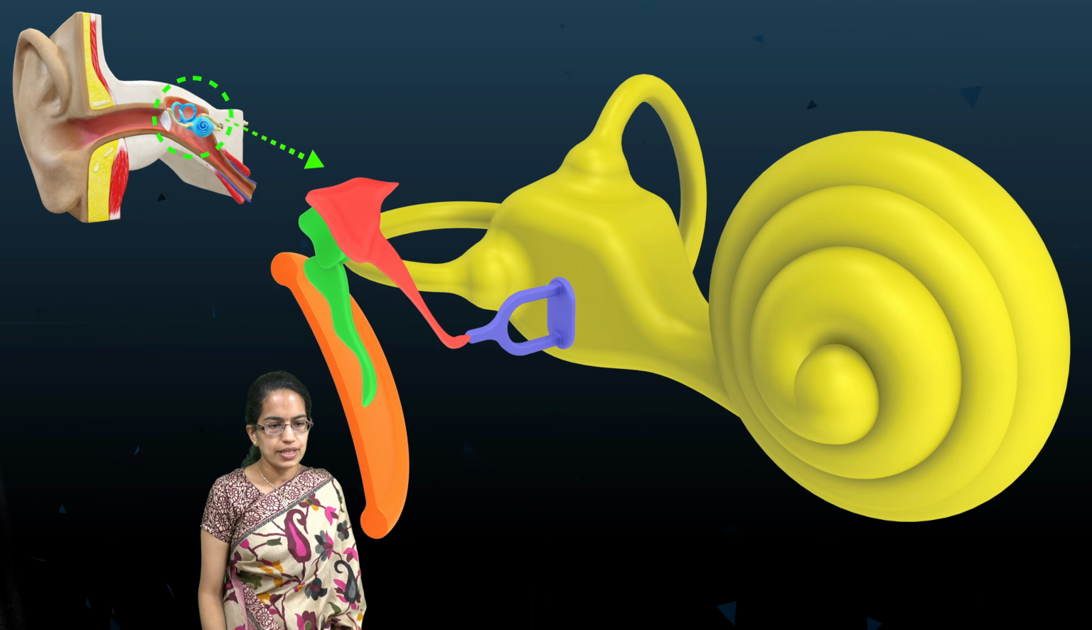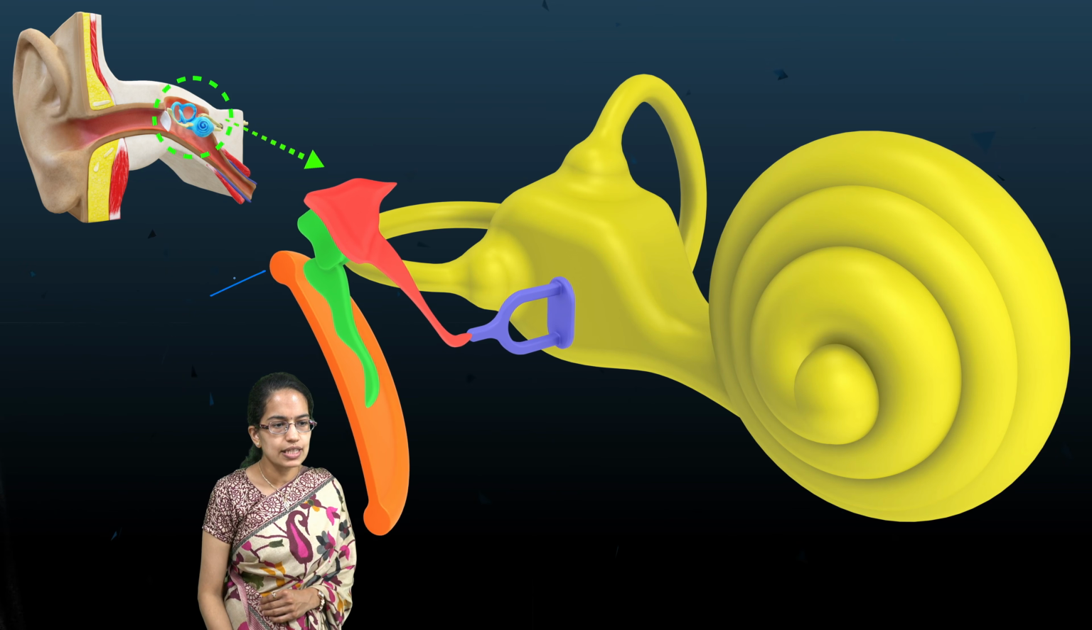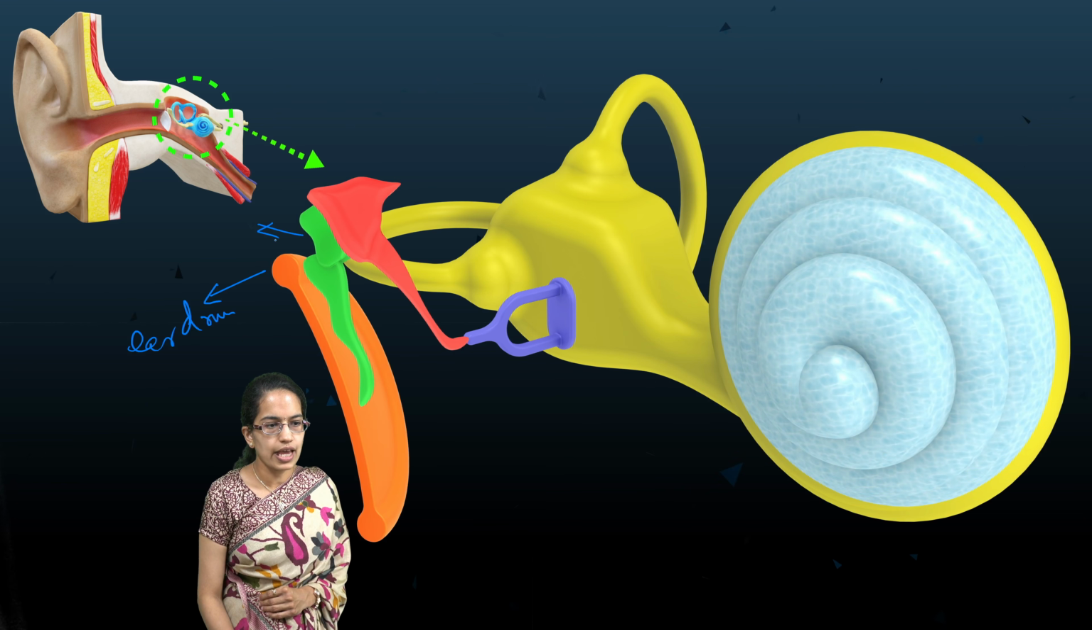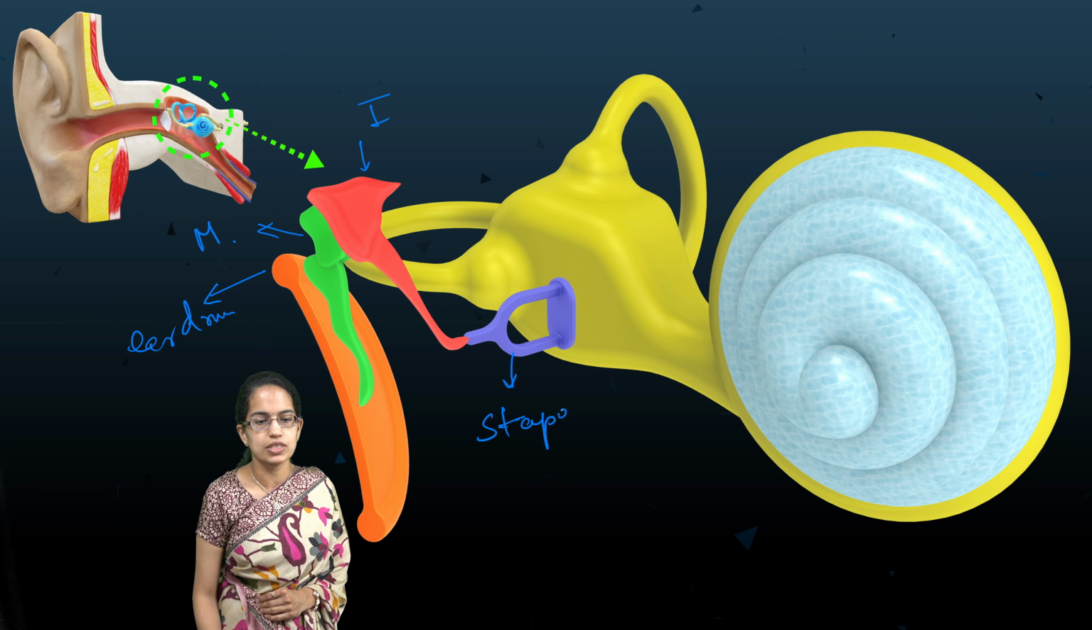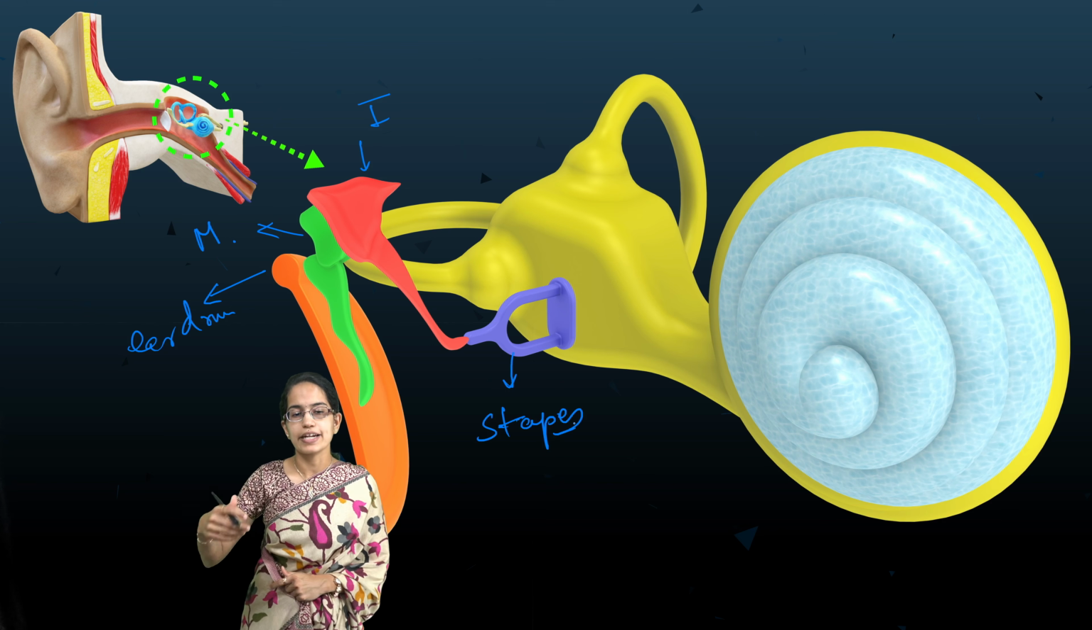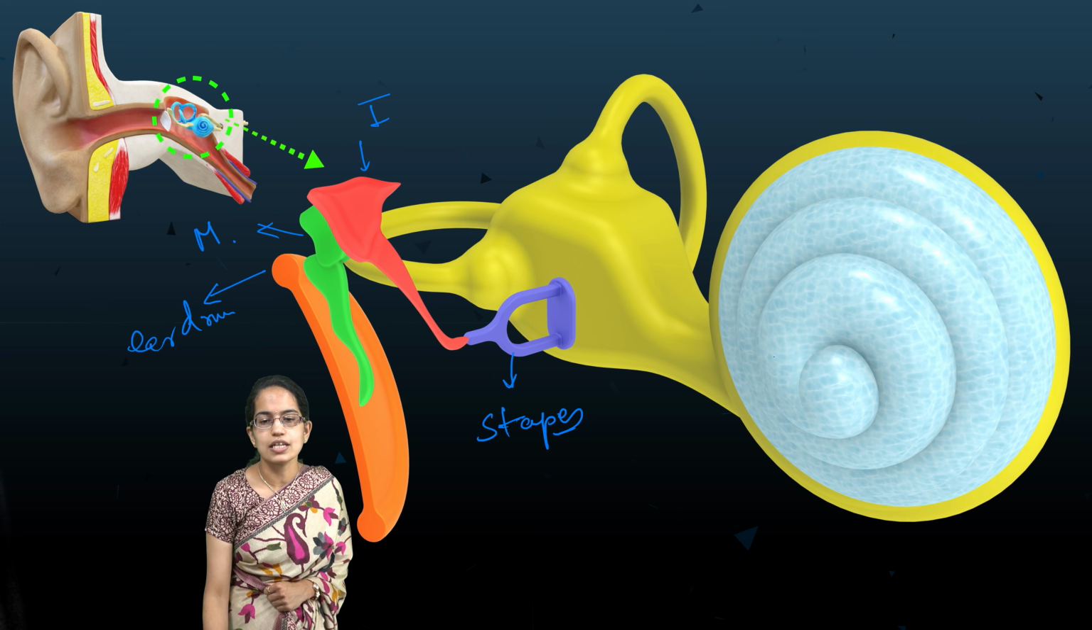Now what would happen here? As you can see, this is the eardrum. Next to the eardrum is the hammer-shaped structure, which is the malleus. Next is the anvil-shaped structure, which is the incus, and this is the stapes or the stirrup-shaped structure. The same thing where you keep your leg while riding a horse, and this touches the cochlea.